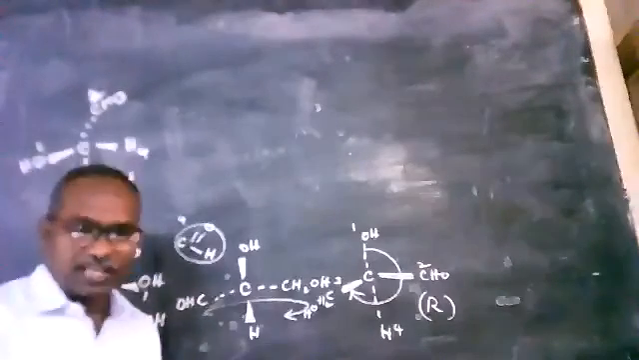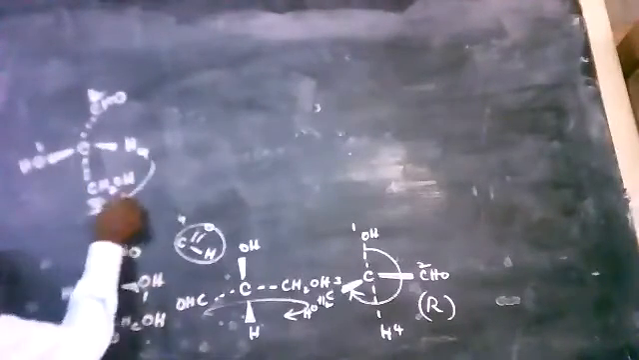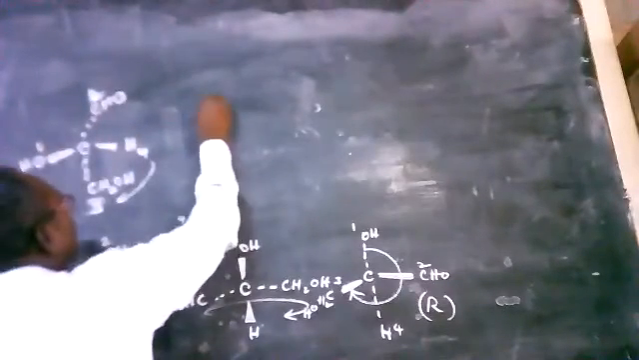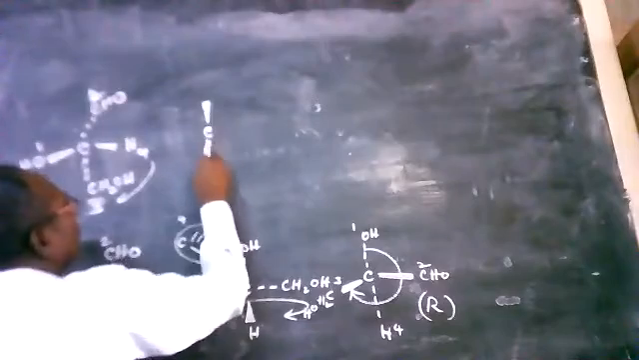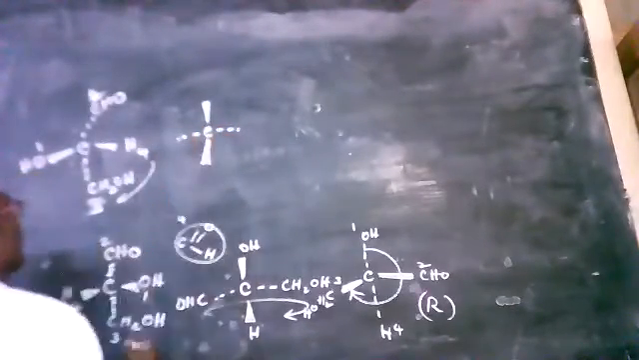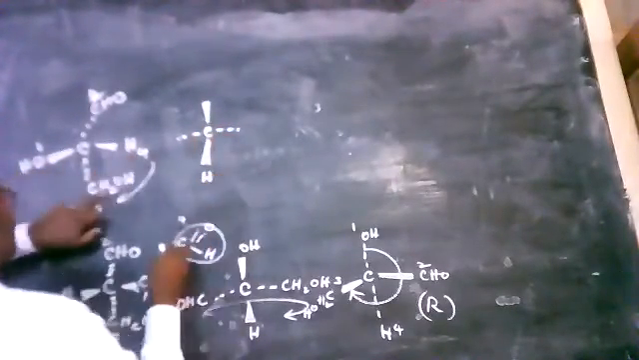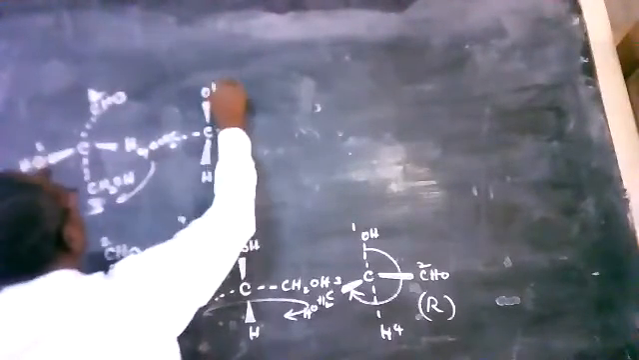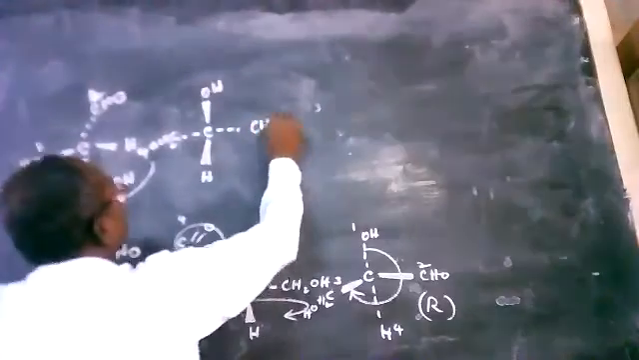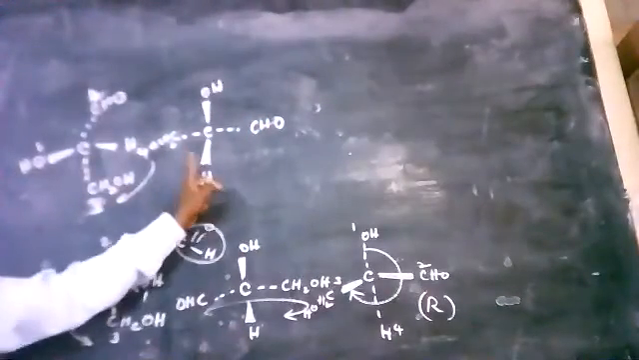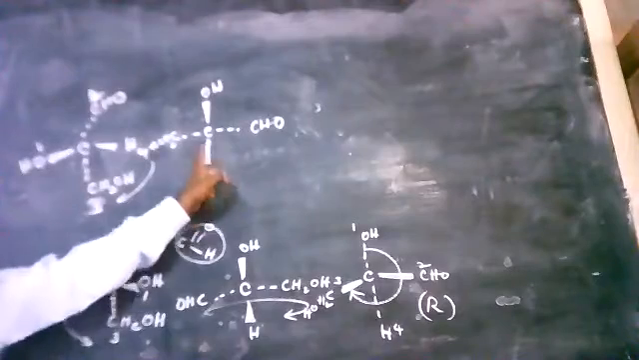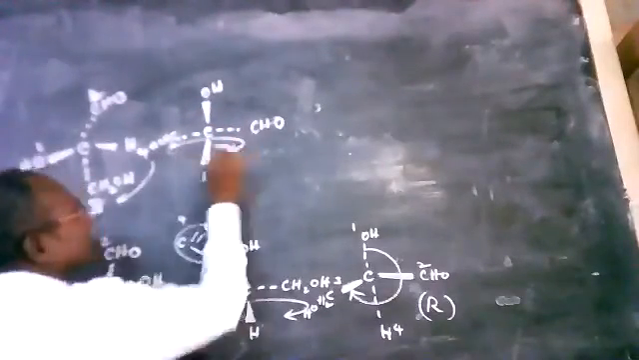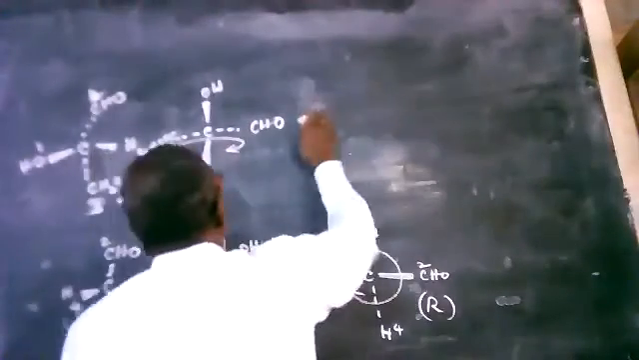My idea is to bring the number 4 down. So I turn the molecule like this. So what happens? Hydrogen comes here. CH2OH goes there. OH comes here. Now this is not a Fischer, because horizontal arms are supposed to project towards the viewer. So I turn the molecule like this. So when I turn the molecule like this, what happens?